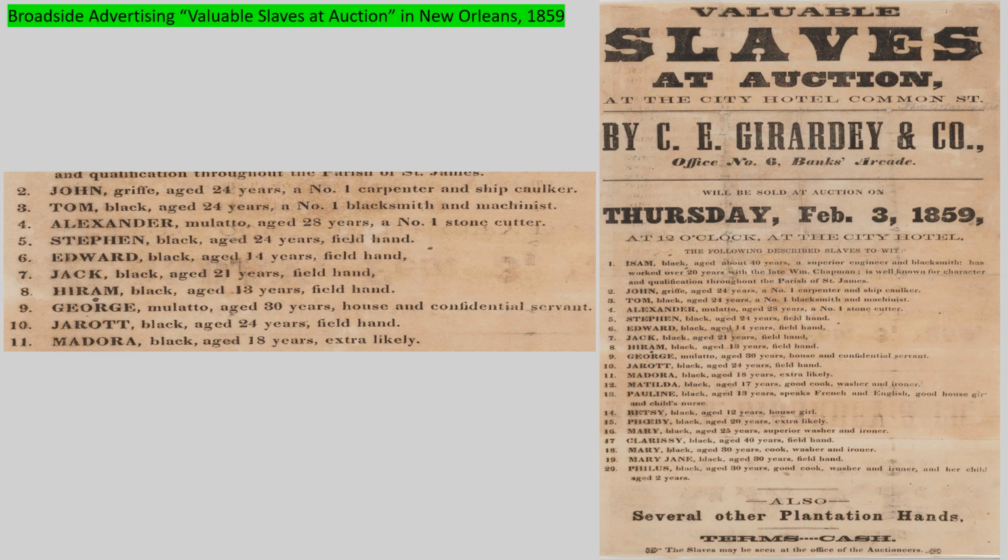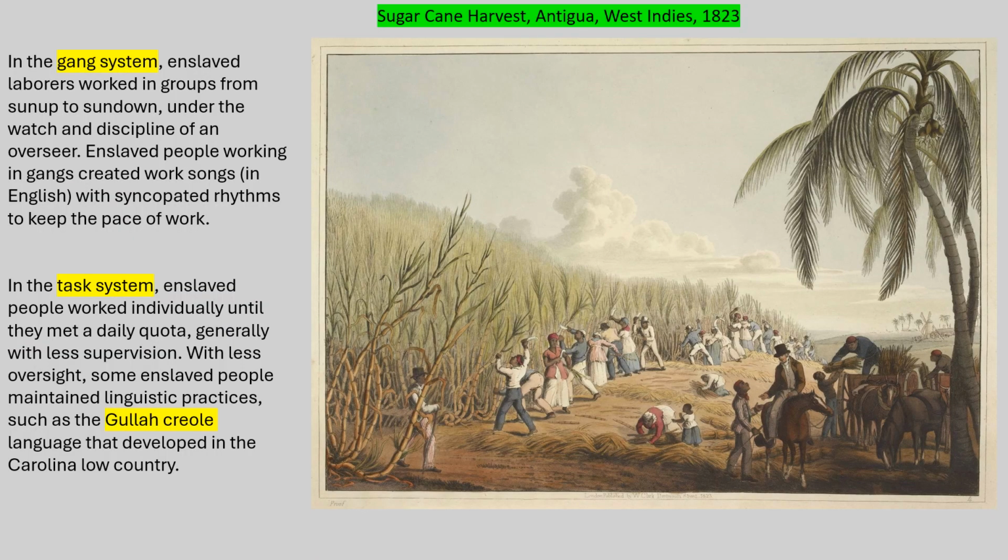In this slide, we're looking at the slave auction. Here we see the names, we see the age, and then notice how we have various tasks: field hand, field hand, field hand, field hand, house, and confidential servant. So this individual right here is probably going to have it a little easier in comparison to the field slave.